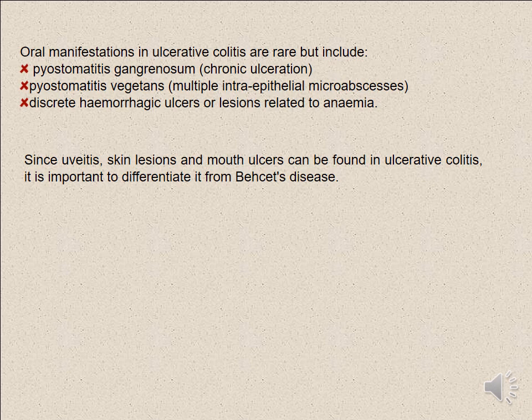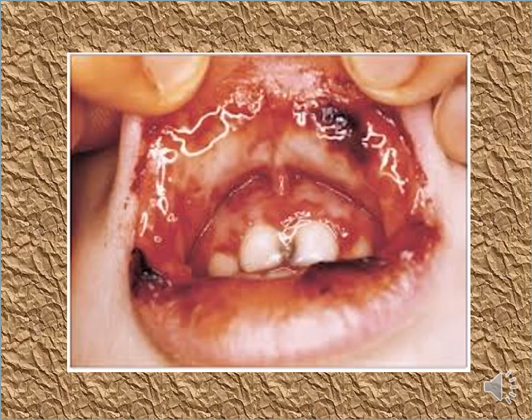Since uveitis, skin lesions, and mouth ulcers can be found in ulcerative colitis, it's important to differentiate it from Behcet's disease. This is the oral manifestation of erythema multiforme in upper and lower.